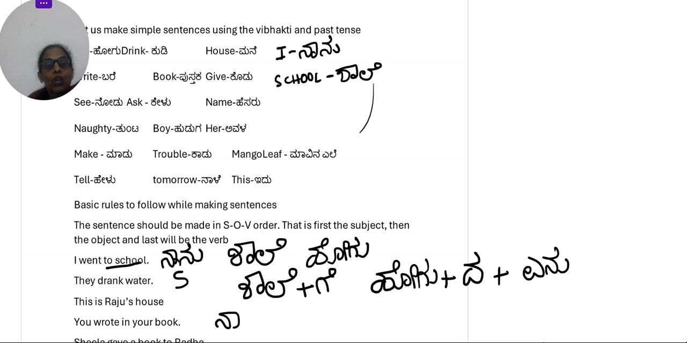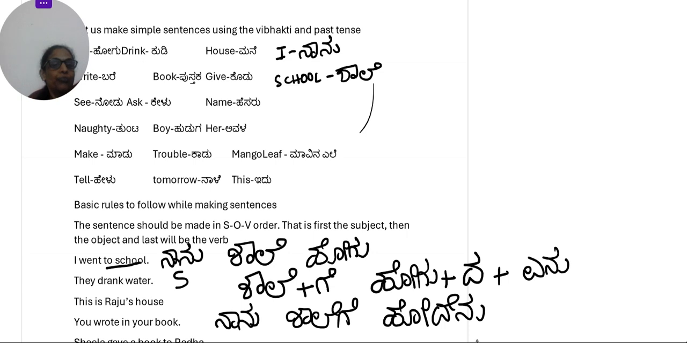So Nanu shalege. Okay. So hogu, de and enu, when you join, it will become hodenu. Always in past tense, the form of the verb slightly changes. It will not be hogu only. The spelling changes. So hogu becomes ho. Then de and enu will add and it will become hodenu. Nanu shalege hodenu. So this is the first sentence we have formed.